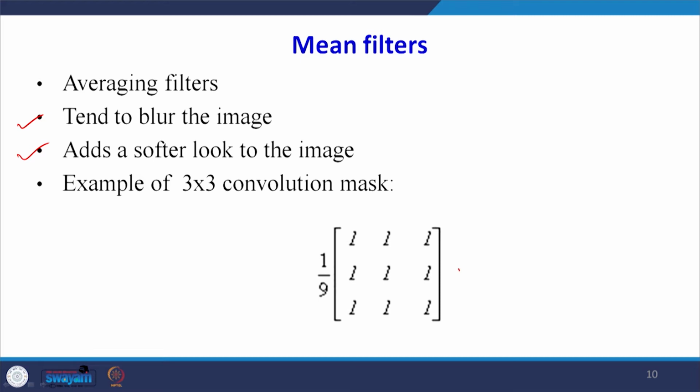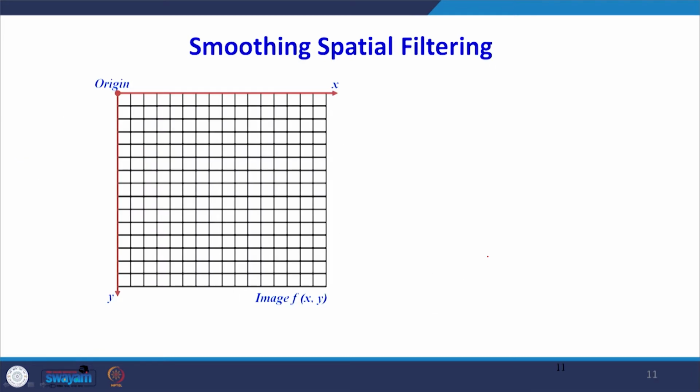Then this is the example of a 3 by 3 window, because most of the time we are applying a 3 by 3 window, unless there is a specific objective and the object is also very big in size, but normally we take a 3 by 3 window traditionally. So all the elements are 1 and the mean value is divided by 9.